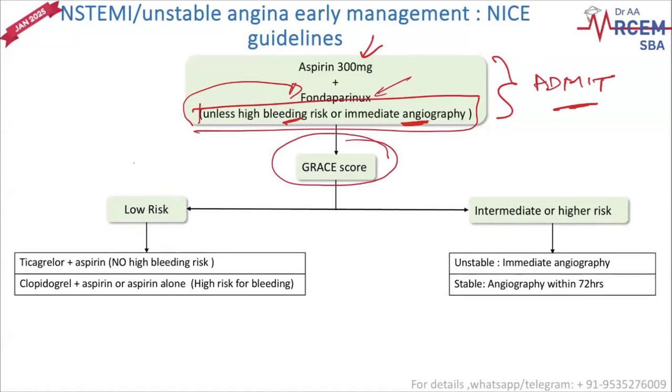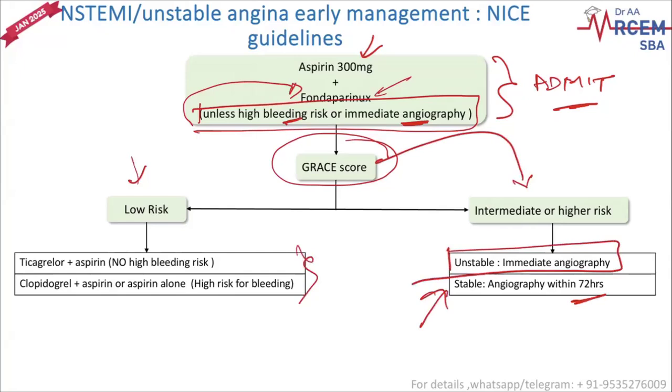If the GRACE score shows low risk, they treat it with antiplatelets. Again, you need not remember it, not very important. If it is intermediate or higher risk and the patient is stable, you plan to get an angiography done within the next 72 hours. Again, this is more taken care of by the cardiologist. But the important point to remember is the unstable patients. Any unstable patient who is having a non-ST segment elevation MI needs to get an immediate angiography done.